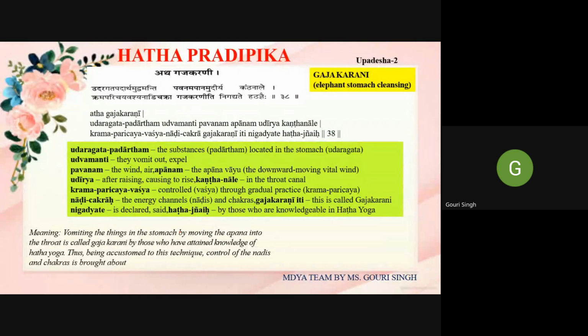Okay, see, in this 38th sloka he is talking about Atha Gajakarni. He already completed the six Satkriyas, which we already covered. First is the Dhoti, then Basti, then Neti, then Trataka, then Nauli, then Kapalbhati. So Gajakarni is not discussed among the Satkriyas.